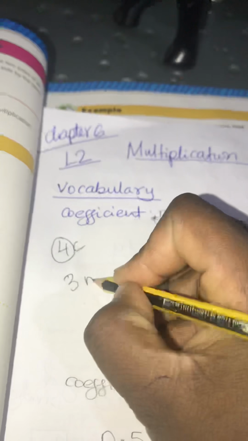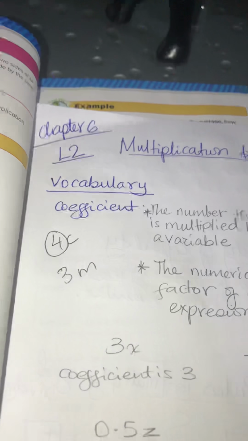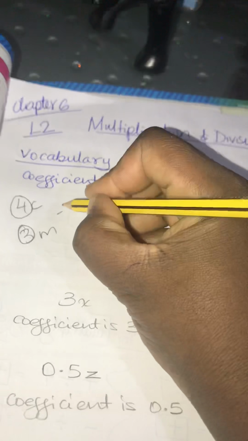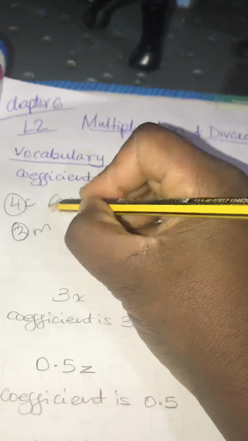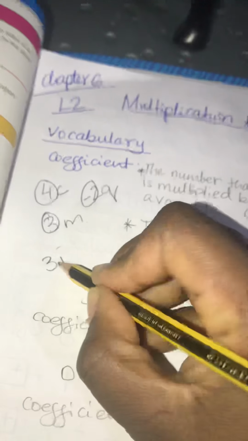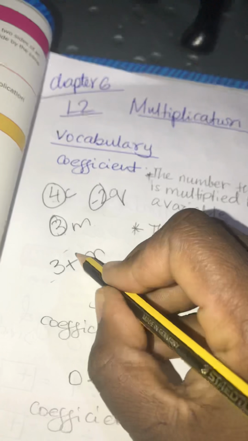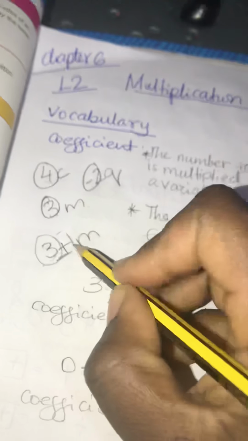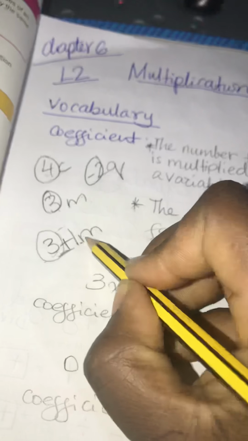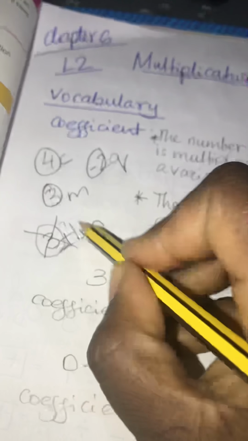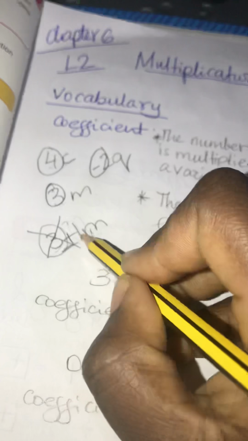You have 3m, 3 is the coefficient. Okay, like that. You have negative 2q. How do I know I am multiplying? There is nothing between my number and letter. Okay, so here 3 plus m, here the coefficient is 1. But this is not a coefficient because you're adding. There should be nothing between your number and your letter. Okay, so this is not a coefficient.